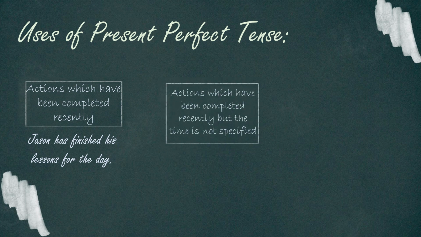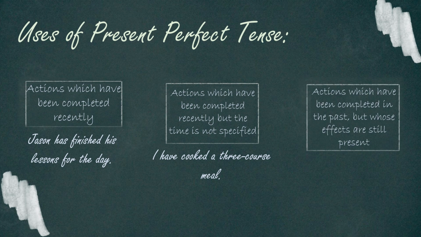Next is actions which have been completed recently, but the time is not specified. So in the first one, the action is completed recently. The second one is the action is completed recently, but there is no mention of the time when it got completed. I have cooked a 3-course meal. So the action is already done. Cooking is already done, but when it is not mentioned.